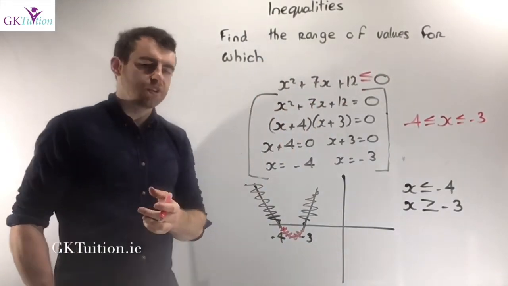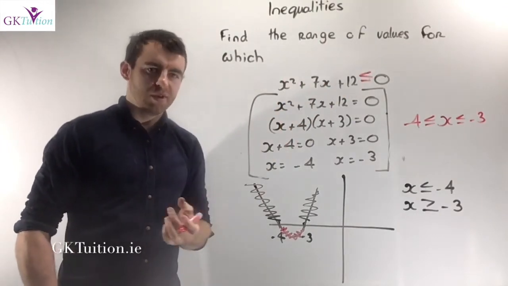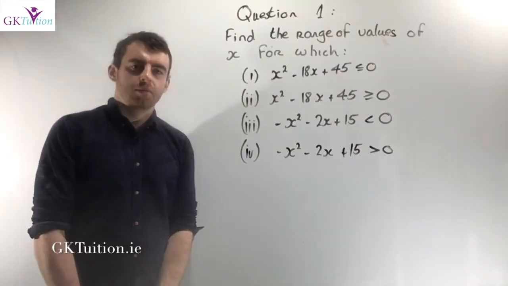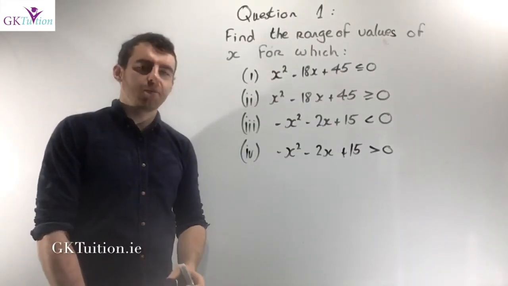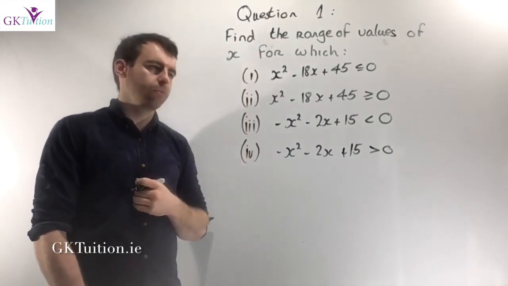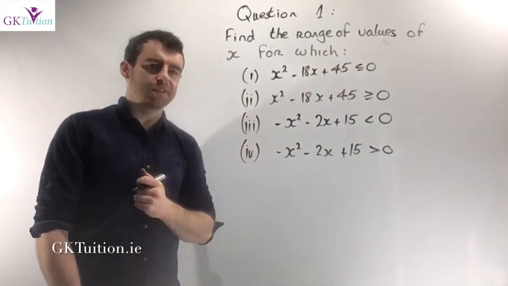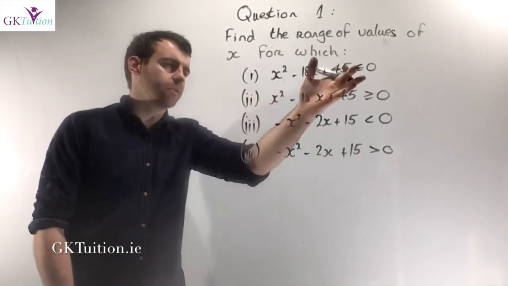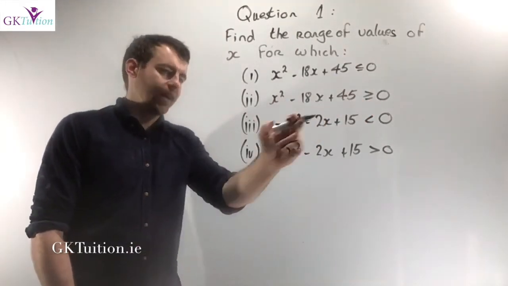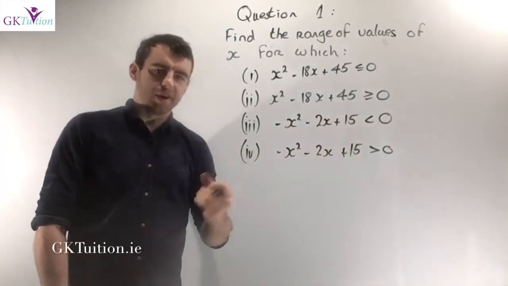So in this video, I'm just going to give you a few quadratics, sometimes greater than or equal to, sometimes less than or equal to, and I want you to see if you can answer it the same way as I've done this. Okay, so to practice this material, I want you to find the range of values of x for which each of these statements is true. The first one, you have a quadratic. I want you to tell me, when is the quadratic less than or equal to 0? The second one is the same, except I'm just changing the inequality. The third one, I have minus x squared minus 2x plus 15 is less than 0. And the fourth one, it's greater than 0.